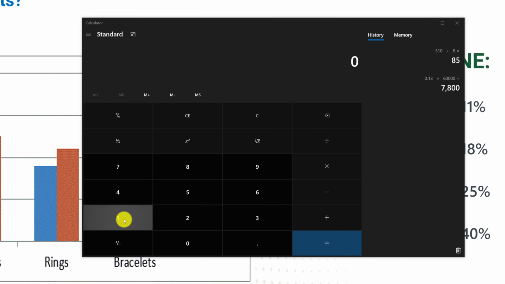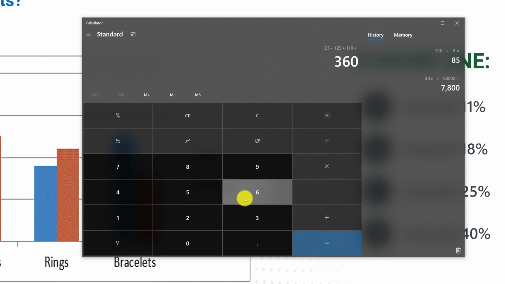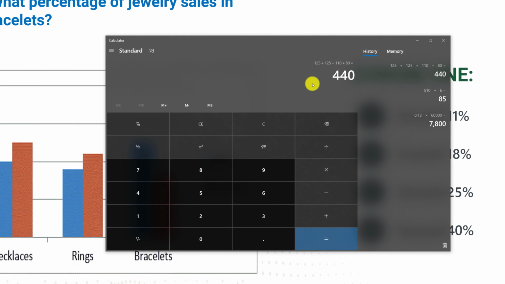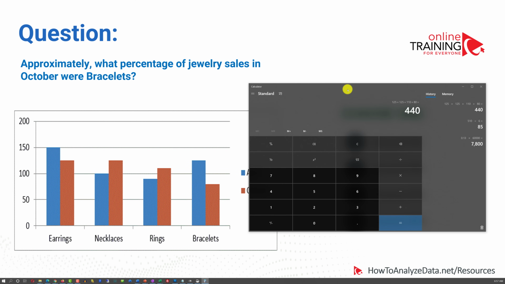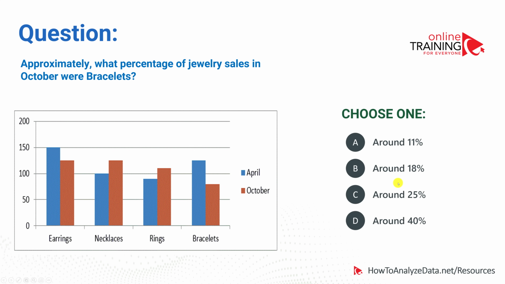Let's add up all these values in the calculator. The total number for October sales of jewelry is 440 items. Now we need to divide 80, which are the bracelet sales, by 440 and multiply by 100. The answer is about 18, which means that sales of bracelets are about 18% for October.